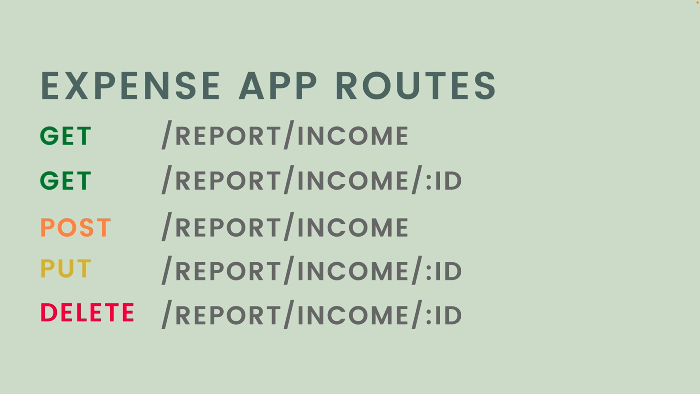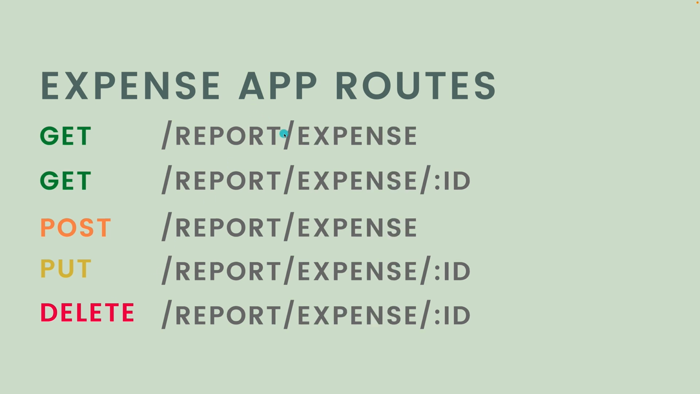Now, also, we're going to have to deal with expenses. So we're going to have endpoints that are very, very identical, pretty much the same thing, except instead of /income, it's going to be /expense. So this is to get all of our expenses. This is to get one expense. This over here is to create an expense. This over here is to update an expense. And this one, lastly, is to delete an expense. So I'm super excited to do this, even though it's a very simplistic application and kind of a basic CRUD app.